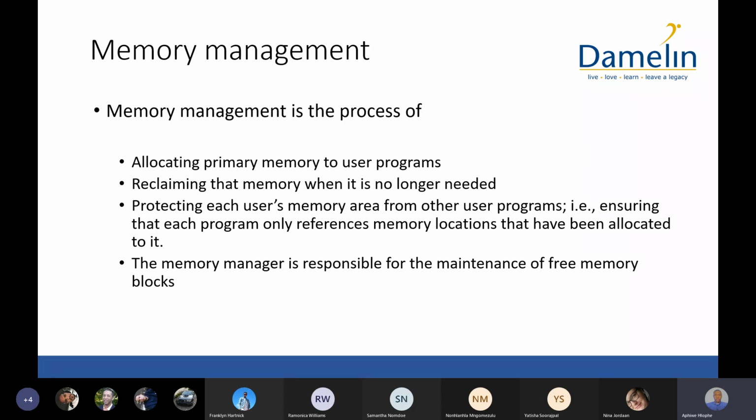So we say memory management is the process of allocating primary memory to user programs. What do we mean by primary? We mean main memory, or another term for it as well, RAM. So you need to get used to all of these terms because they get used interchangeably. Reclaiming that memory when it's no longer needed, protecting each user's program memory area from other user programs. For example, ensuring that each program only references memory locations that have been allocated to it.